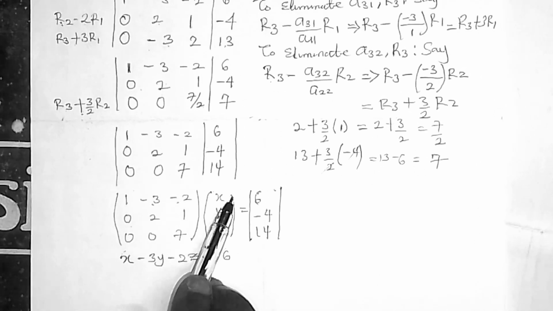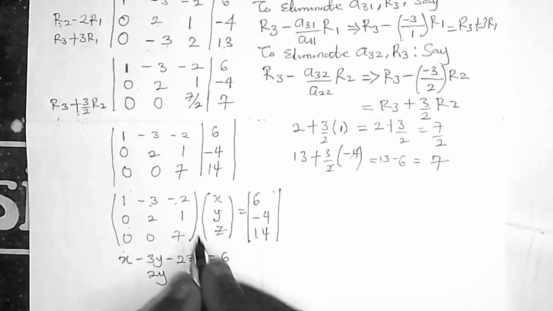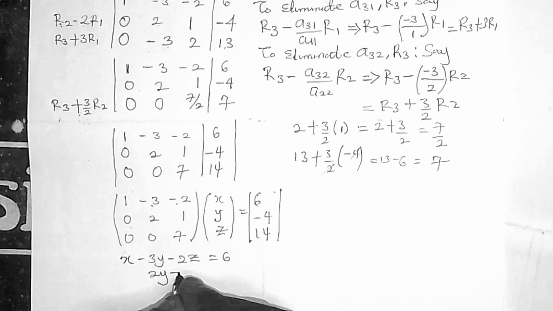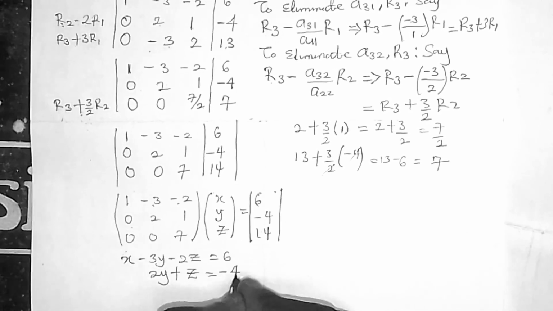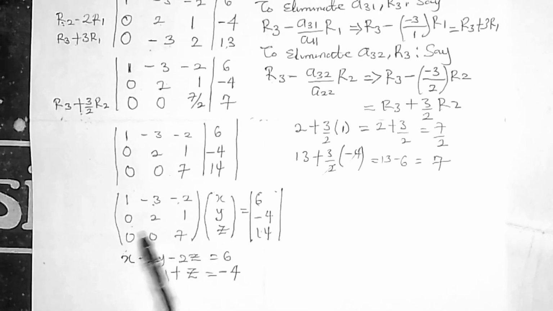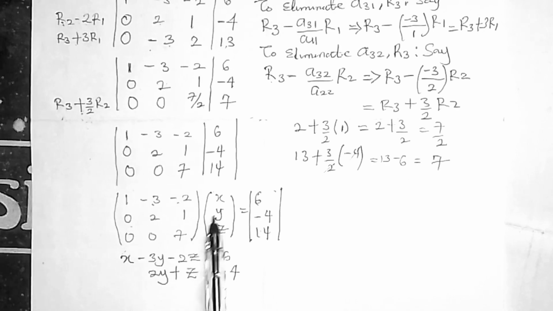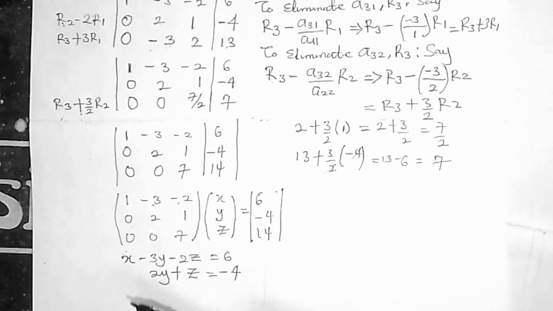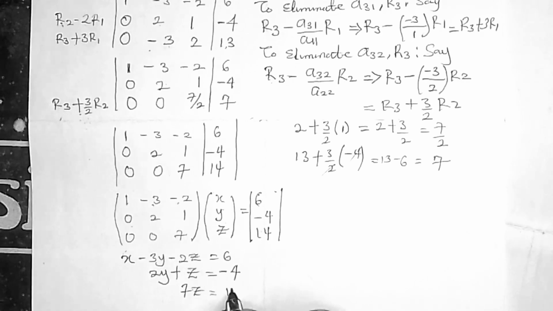0 times x, 0. Minus 2 times y, you will get what? 2y. 1 times z, you will get what? Plus z equal to what? Minus 4. And then for the last part, you have 0 times x, 0. 0 times y, 0. 7 times z, 7z. 7z equal to what? 14.